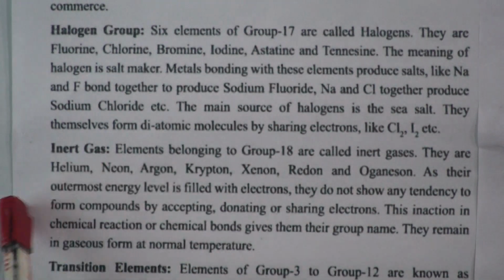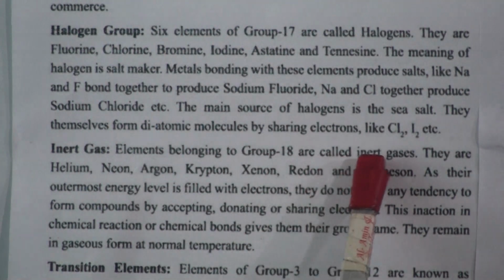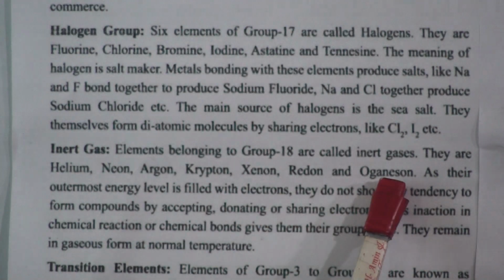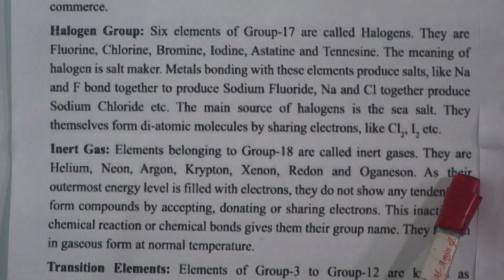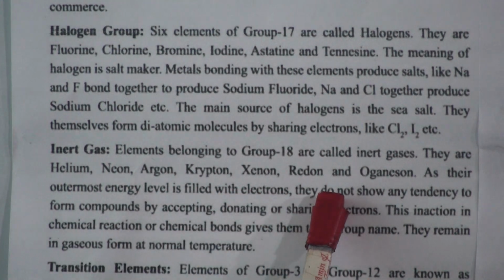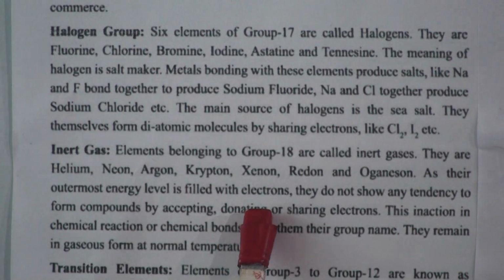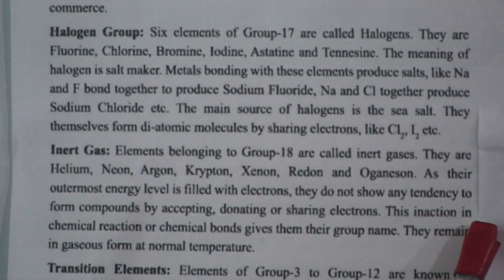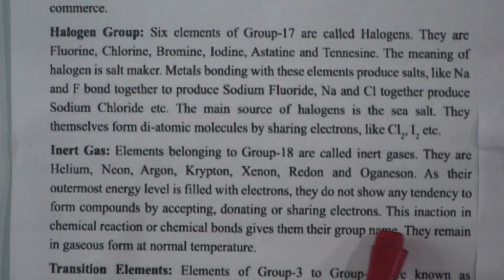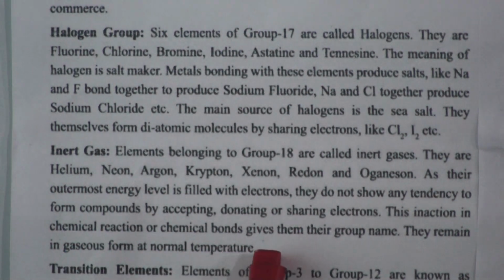Now come to the inert gases. The elements belonging to group 18 are called inert gases. They are helium, neon, argon, krypton, xenon, radon and oganesson, and as their outermost energy level is filled with electrons, they do not show any tendency to form compounds by accepting, donating or sharing electrons. This inaction in chemical reactions or chemical bonds gives them their group name. They remain in gaseous form at normal temperature.